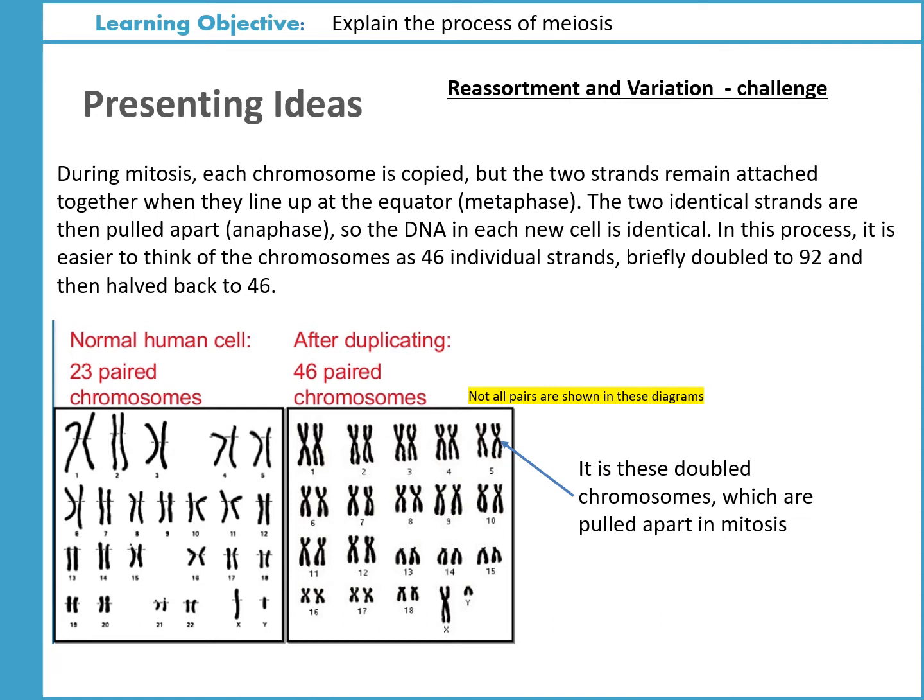There's lots of writing on the next 2 slides, so at any point if you want to stop the commentary and read what's written there, then that will help you with your understanding as well.